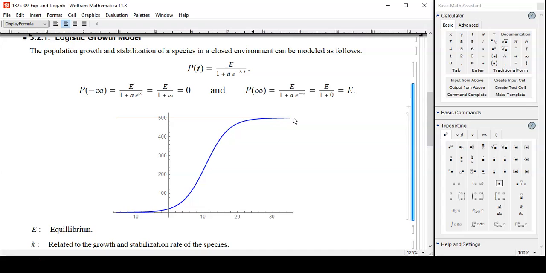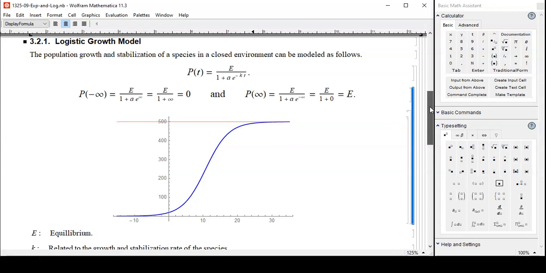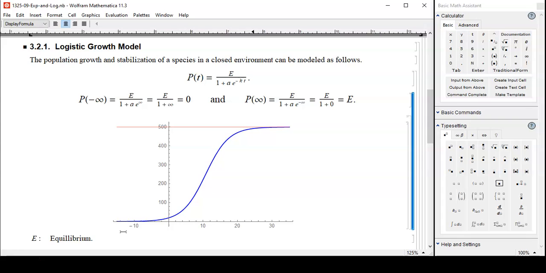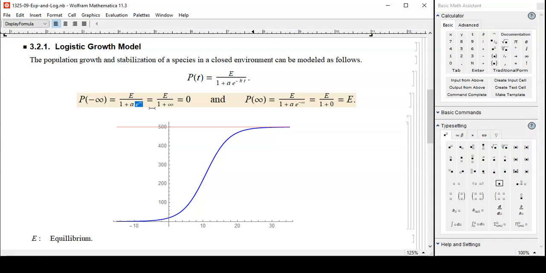So this is a typical situation. It grows very slowly, and toward negative infinity, the population goes down to 0. You can see it because if you plug in negative infinity in place of t, the negative infinity and this negative cancel each other out. We have e to the positive infinity. That's infinity, so we get 1 plus infinity down there. So this whole thing goes down to 0, and that's what you're looking at over here on the left-hand side.